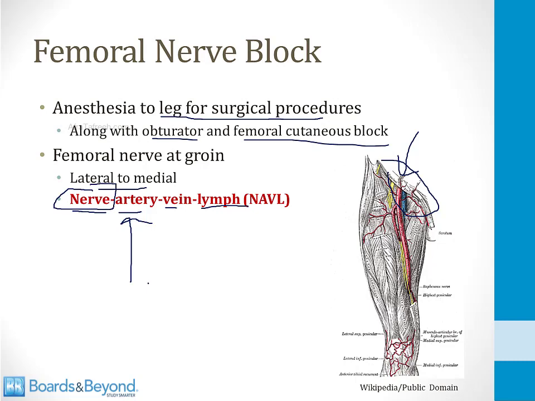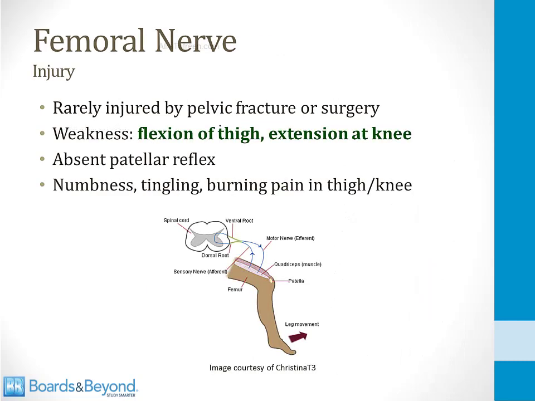Rarely, the femoral nerve can be injured by a process in the pelvis, like a pelvic fracture or pelvic surgery. And when this happens, the femoral nerve will be compressed and there will be weakness of all the muscles innervated by the nerve. So patients with femoral nerve injury will demonstrate weakness in flexion of the thigh and extension at the knee.